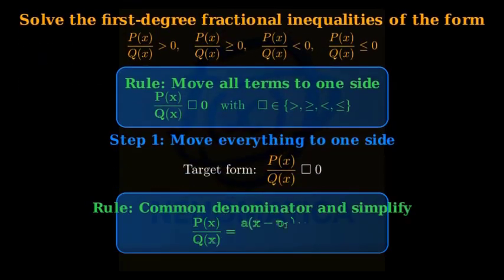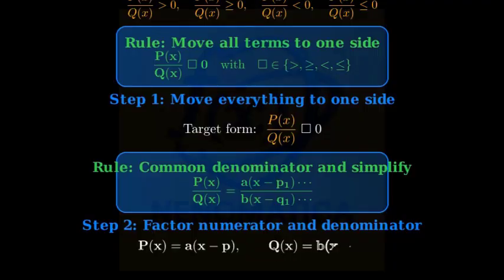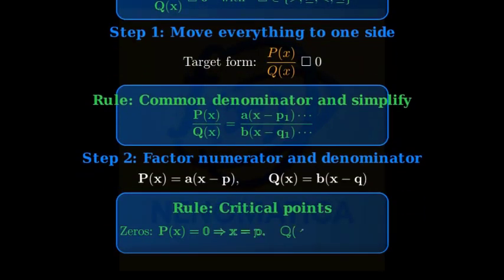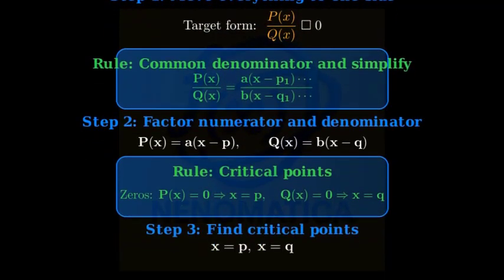Step 2. Use a common denominator and factor the numerator and denominator. This produces a single simplified fraction. Step 3. Identify critical points from zeros of the numerator and the denominator. These points split the number line into intervals where the sign is constant.